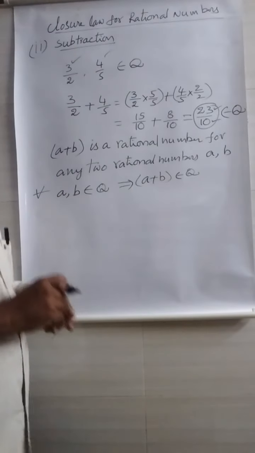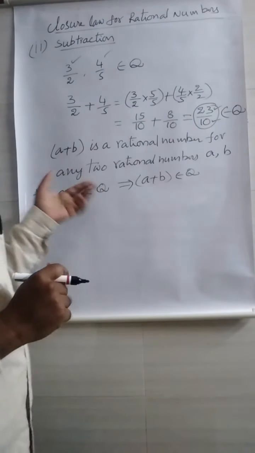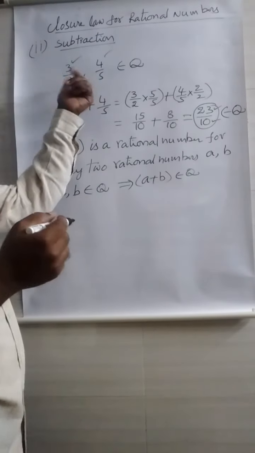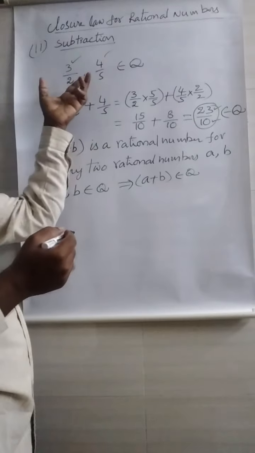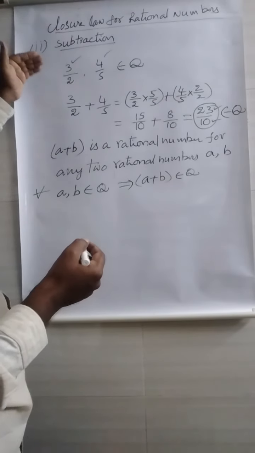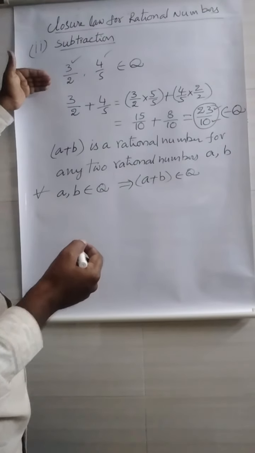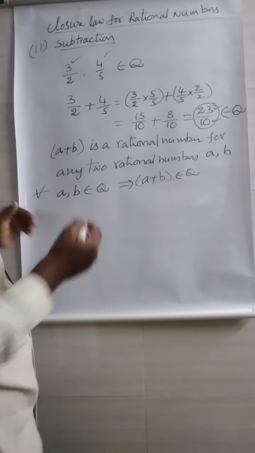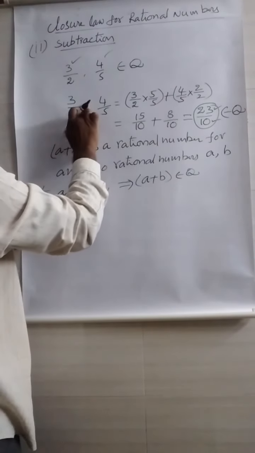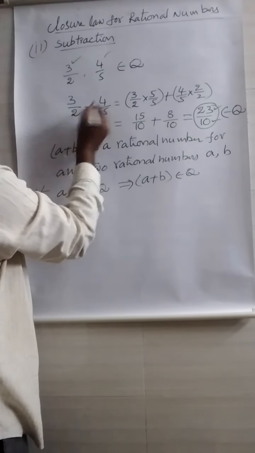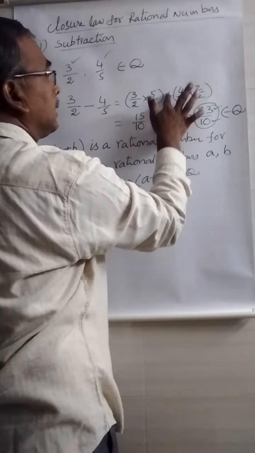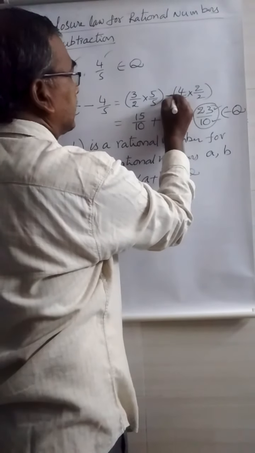Okay, like that. Now in subtraction also, we take these two or any other two. You take any two rational numbers. I will continue with the previous rational numbers. Now we check whether it satisfies subtraction or not. Here we take 3/2 and 4/5. Subtraction means minus, so you take the subtraction symbol minus. 3/2 minus 4/5.